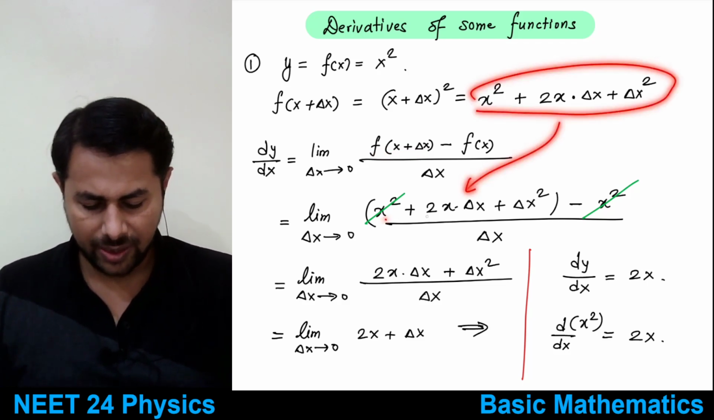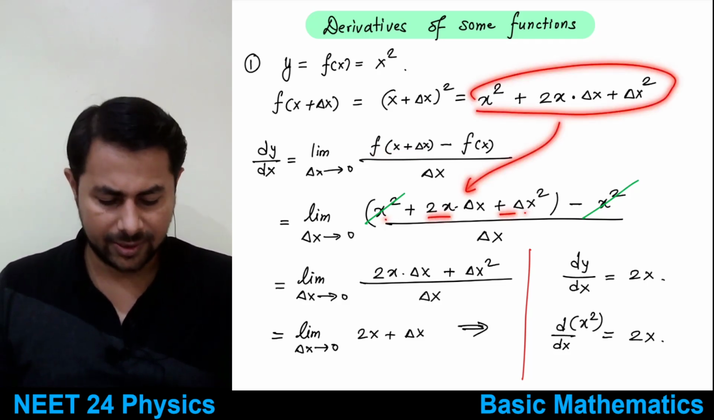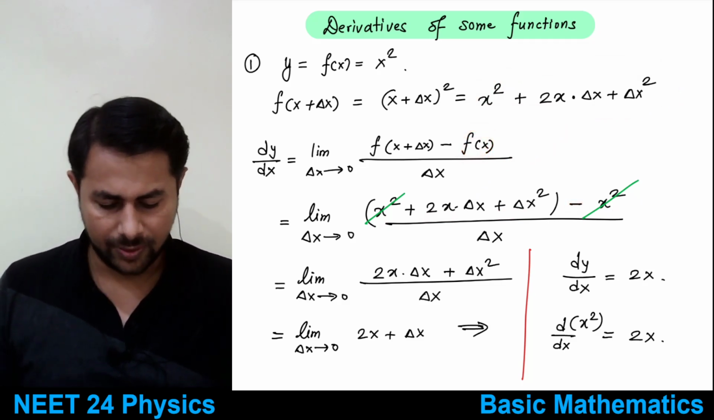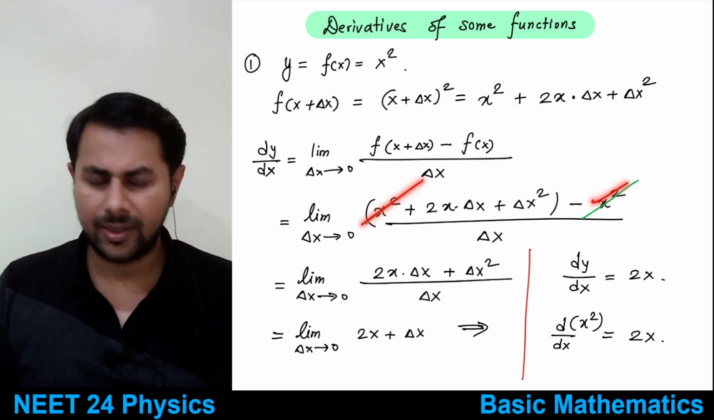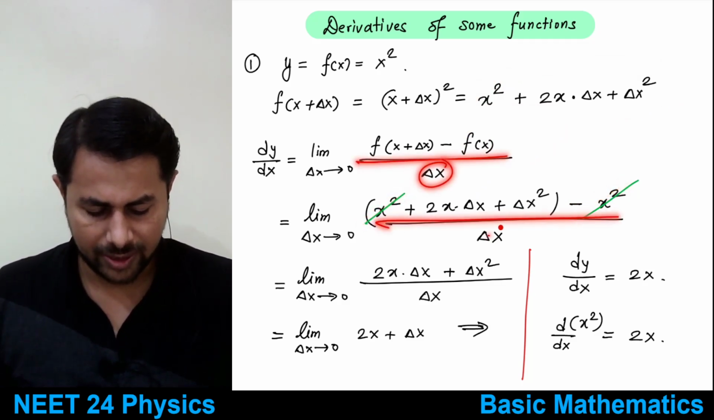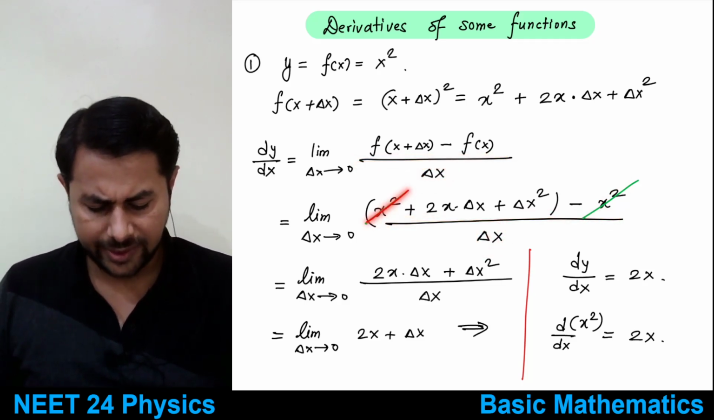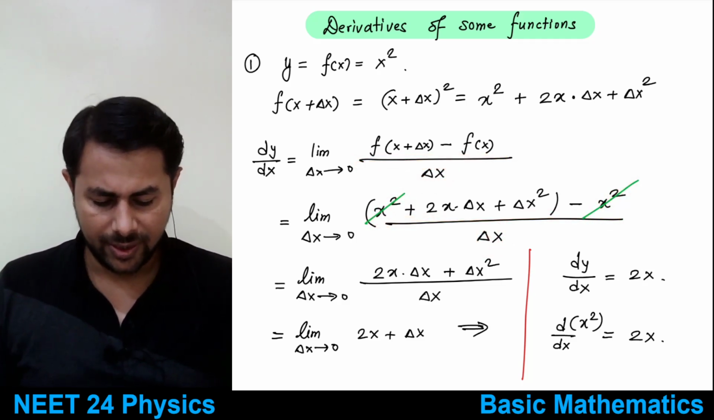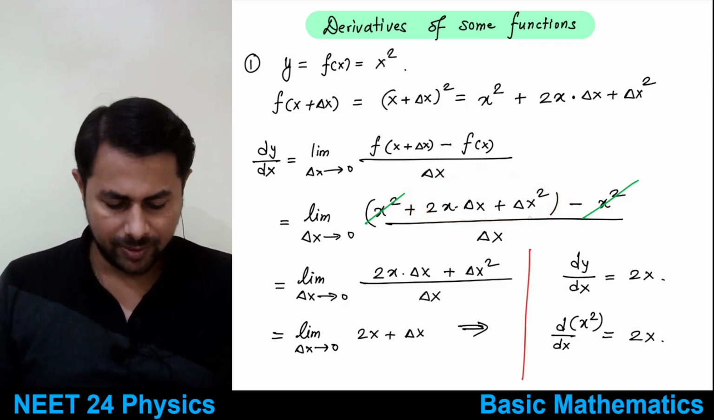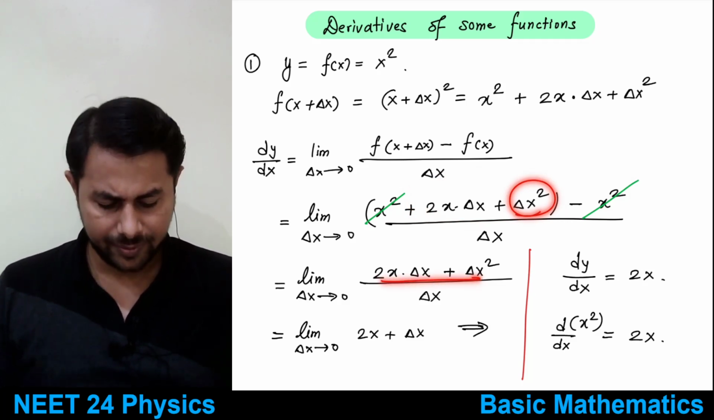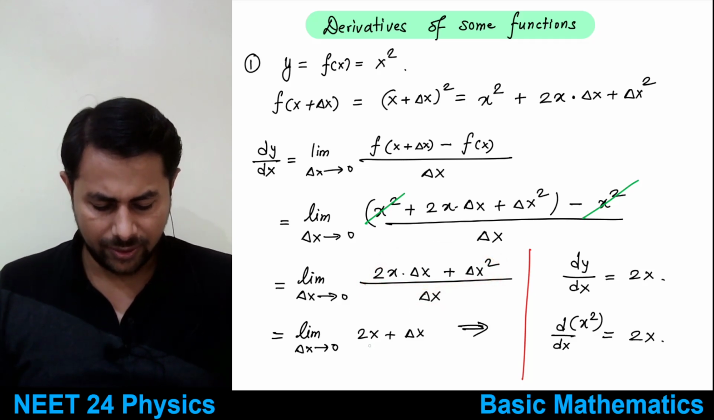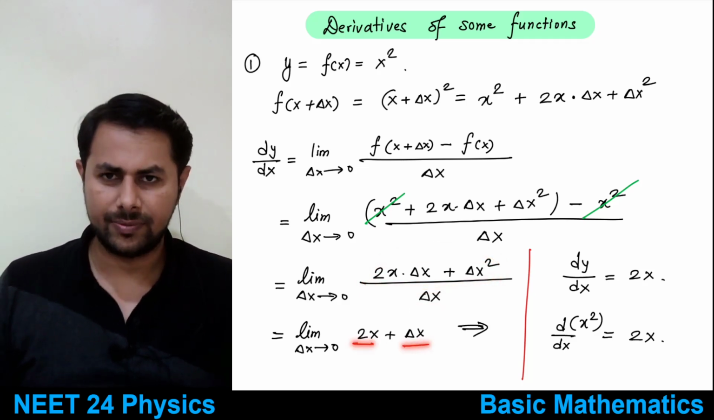So it is x square plus 2x delta x plus delta x square minus f of x, which is x square. Okay, so x square and x square will get cancelled here, and you are dividing that by delta x. So in the denominator you have delta x. Then what you are left with is 2x times delta x plus delta x square. Then you divide this numerator by the denominator and you are left with 2x plus delta x, right?